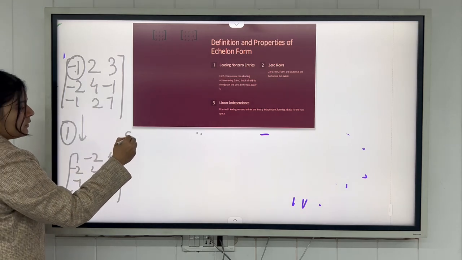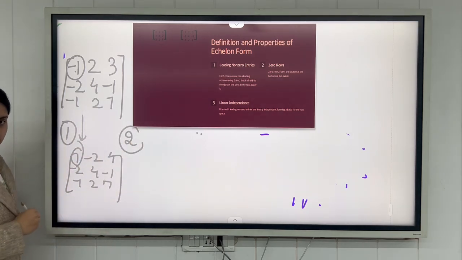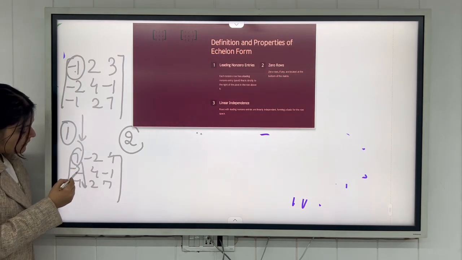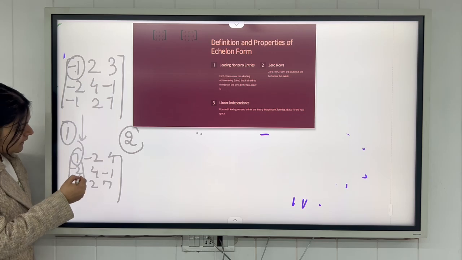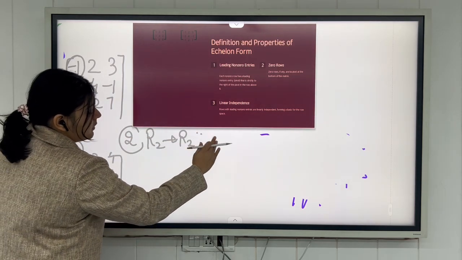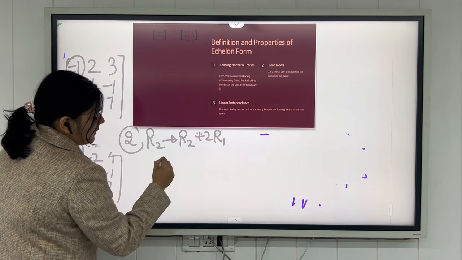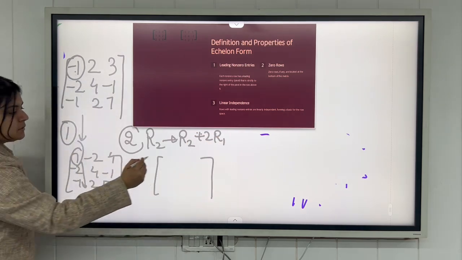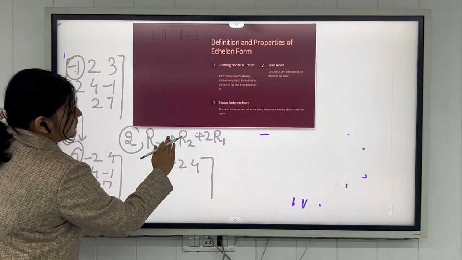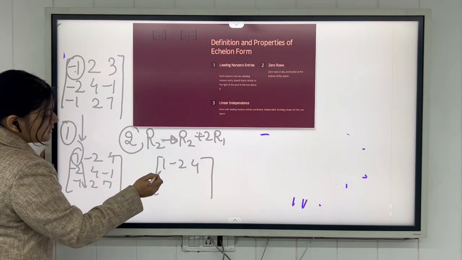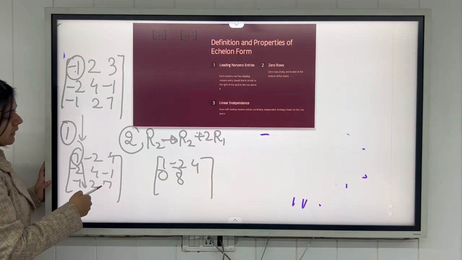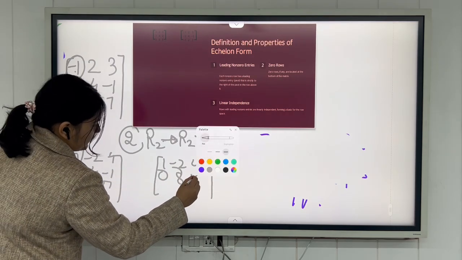After the first part, you have already found that the leading entry is 1. Now you need to make sure that the elements below it are 0. And how are you going to make the downward element 0? By the operation R2 implies R2 plus twice R1. Then you get 1, negative 1, 4, negative 2 plus 2, which will give you 0. Similarly, 4 plus 4 will give you 8. Negative 1 plus 8 will give you 7.